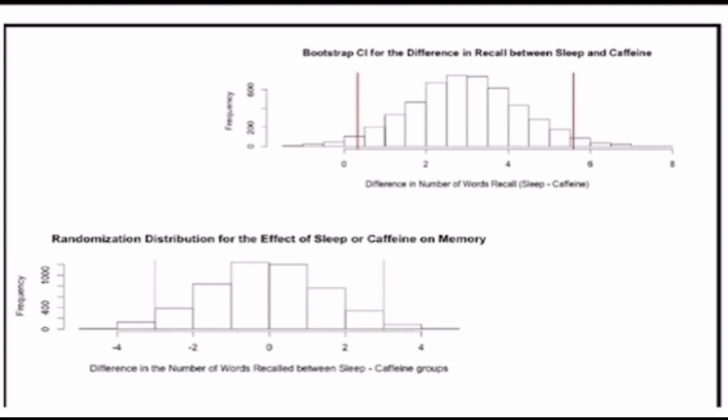But what about this? This is for the randomization distribution. When you conduct a test, the distribution will be called a randomization distribution. When you construct a confidence interval, the distribution will be called a bootstrap distribution.